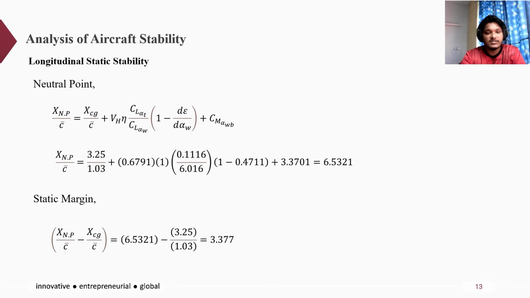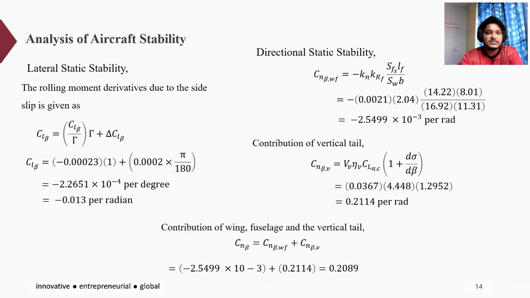Okay, for lateral static stability, the rolling moment derivative due to side slip is CL beta, and our value is negative 0.013 per radian, which is less than 0, and we can conclude it's stable. For directional static stability, our CN beta is equal to 0.2114 per radian. It's greater than 0, so we also can conclude that our UAV is stable.